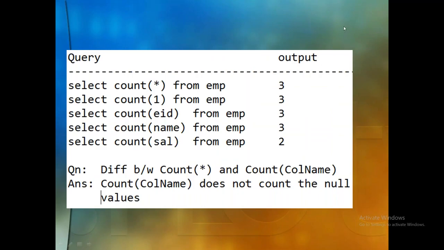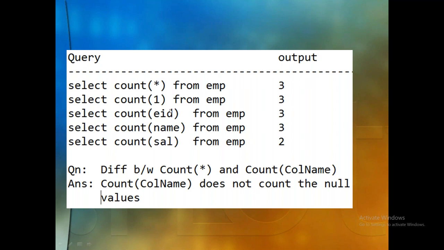People may ask you in the interview. Clear? So the difference between count star and count column name: count column name does not count the null values. So you may get a different output here. Clear? This is what you must understand clearly. Count star, count one, count two, there is no problem at all.